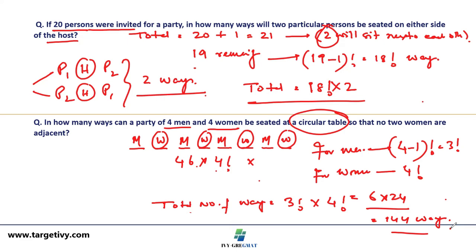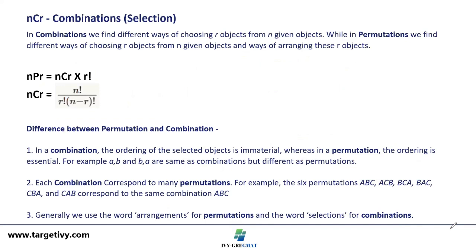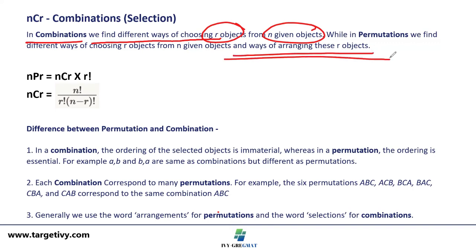Okay, now let's go to this thing which is called as NCR or combination. What is combination? See, to understand this, in combination, by definition, we find different ways of choosing R objects from N objects. While in permutation we find different ways of choosing R objects from N objects and the ways of arranging these R objects. So actually what is happening in combination, the ordering of the selected objects is immaterial, while in permutation ordering is essential. For example, AB and BA are same in combination, so we are going to treat as one combination, but is different in permutation.